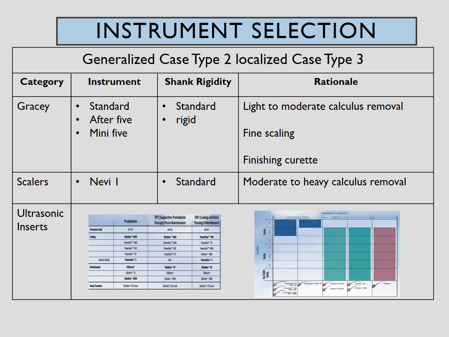During Brenda's appointment, we used Gracey instruments, including the standard, After 5, and Mini 5, with shank rigidity of standard and rigid. These were used to remove light to moderate calculus, to do fine scaling, and to do finishing strokes. We used a Nevi 1 scaler that had standard shank rigidity to remove moderate to heavy calculus. During the debridement, we used our ultrasonic inserts, both the standard and slimline, to remove heavy supragingival calculus.